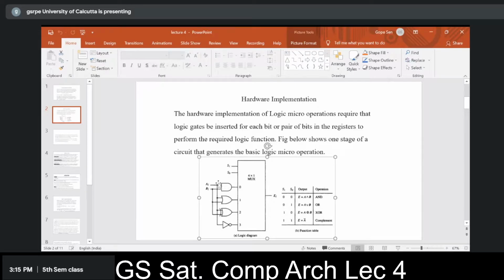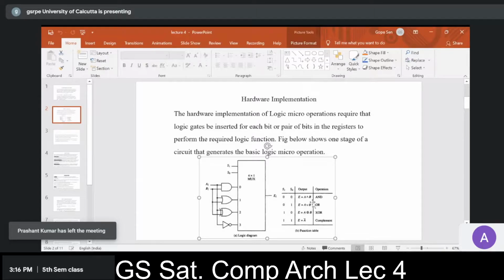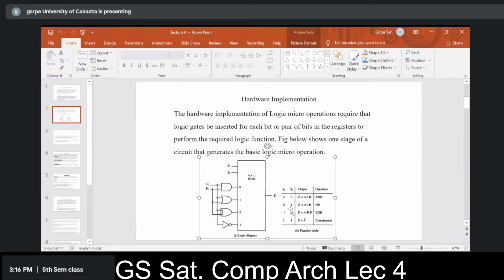obviously the control of each bit will be common, so that the same operation will be executed for all the multiplexers. Now when S1, S0 is equal to 0, 0, then AND operation will be executed. So the output Ei will be equal to Ai AND Bi. If S1 is 0, S0 is 1, that is 0, 1, then OR operation will be executed. So E will be equal to A OR B. Similarly, if S1 is 1 and S0 is 0, that is 1, 0, then XOR operation will be executed. So E will be A XOR B.